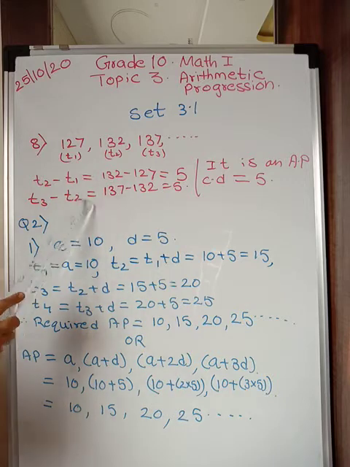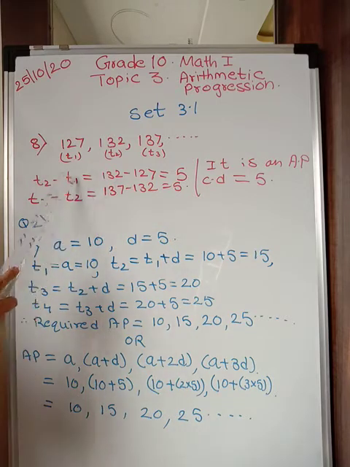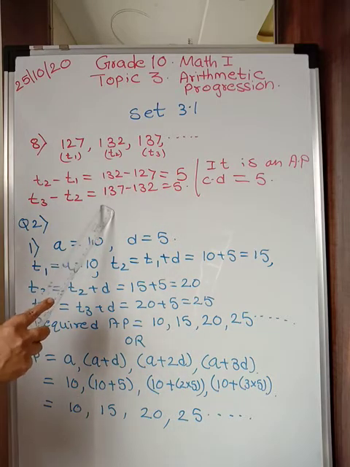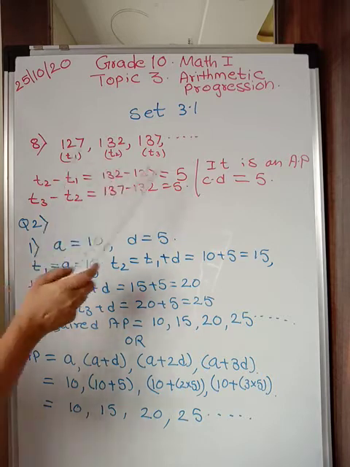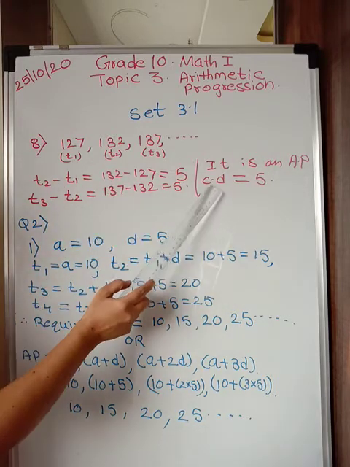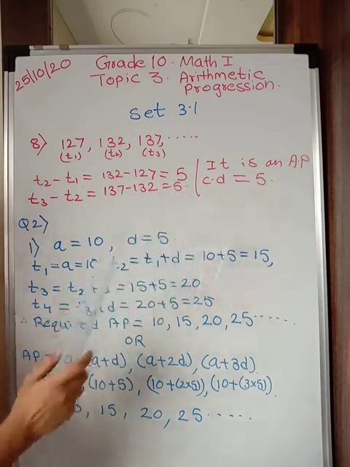I have not written that sentence, so please write it on your own. Okay, so what are you going to write? The difference between any two consecutive terms is constant, and therefore the given sequence is an AP. And what is the common difference? Common difference is 5. Alright.